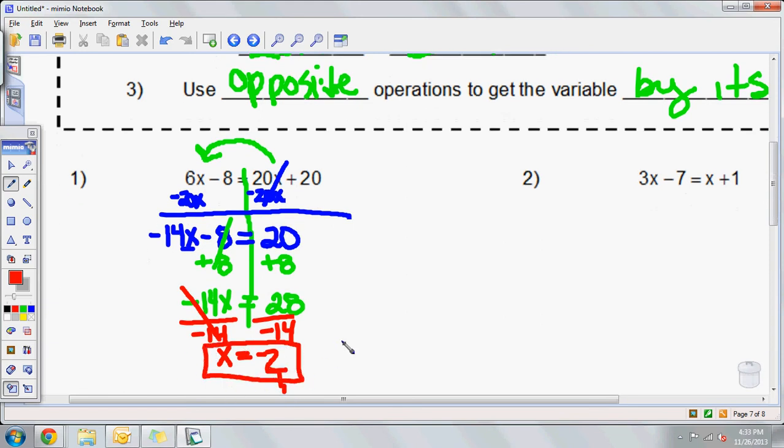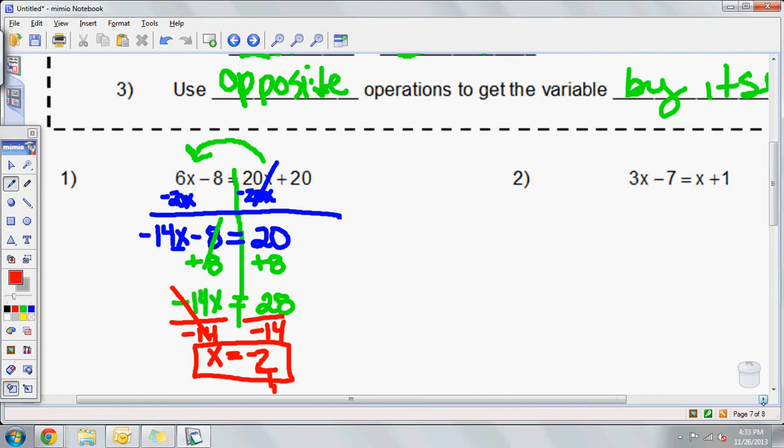X is by itself. I've done my job, and let's take a step back. This is a 3-step problem. So it's very important that you show all of your steps. On a test, this type of problem might be worth 4 to 5 points. So very important that you show each one of your steps.